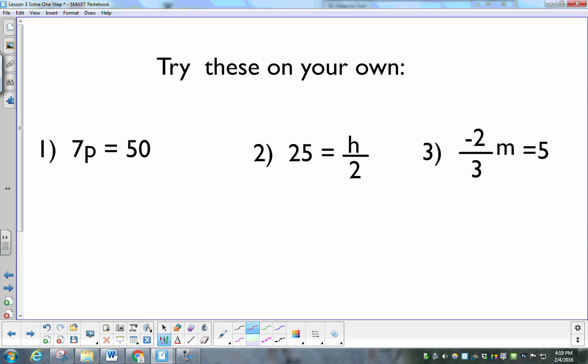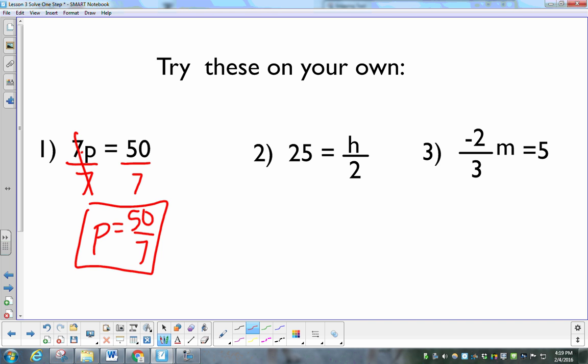All right, hopefully you had some time to try those on your own. So the first one, we have 7p, which means 7 times p. To get rid of that 7, you want to divide by it. Divide both sides by 7. For now, you can just leave this 50 divided by 7, 50 over 7. That's fine. All right, on the next one, we've got h divided by 2 equals 25, h over 2. Well, the opposite of over 2 is multiplying by 2. A 2 on top and a 2 on bottom are 1, so I have to multiply the other side by 2 as well. So I'm left with h equals 2 times 25, which is 50.